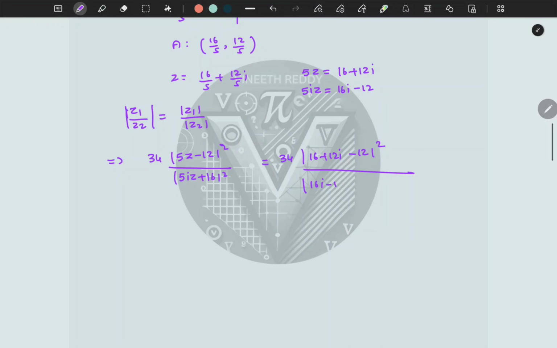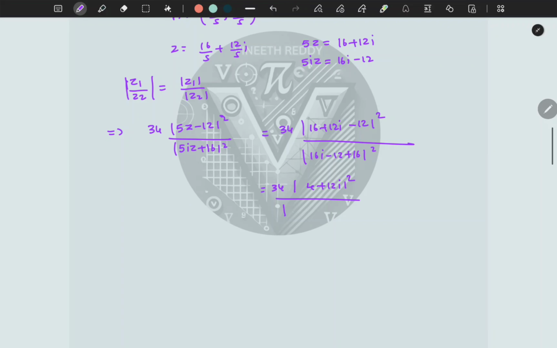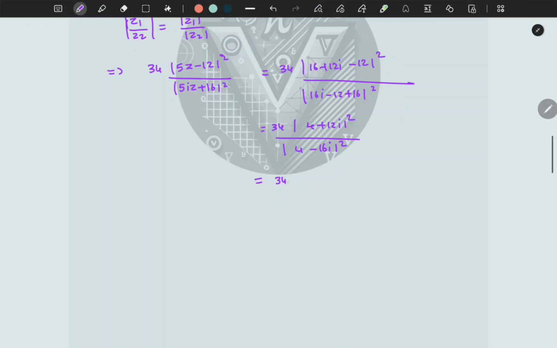So we can write here 16 iota minus 12 plus 16, whole square. So we get 34 times, 16 minus 12 is 4, plus 12 iota whole square, divided by 16 minus 12 is 4, minus 16 iota, dear students. Ultimately we can take 4 common from the numerator, we get 4 square outside, so we get 16 times (1 plus 3 iota) whole square. Here in the denominator also we can take 4 outside, so we get 4 square, that will be 16 once again, and we get (1 minus 4 iota) whole square.